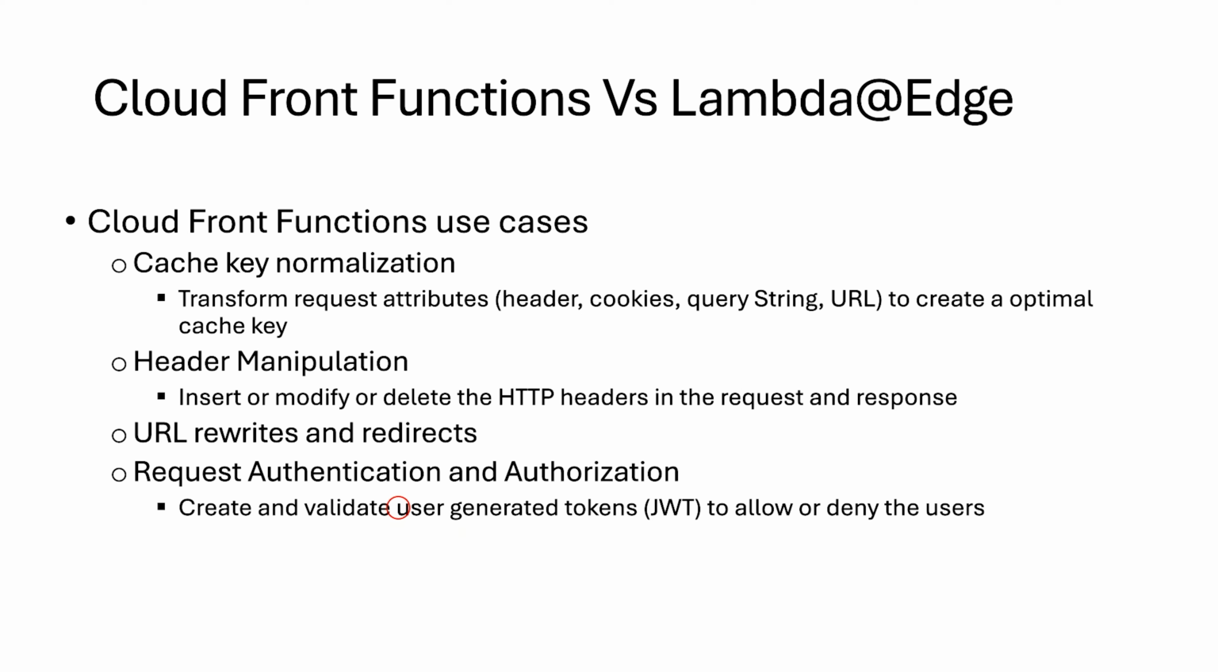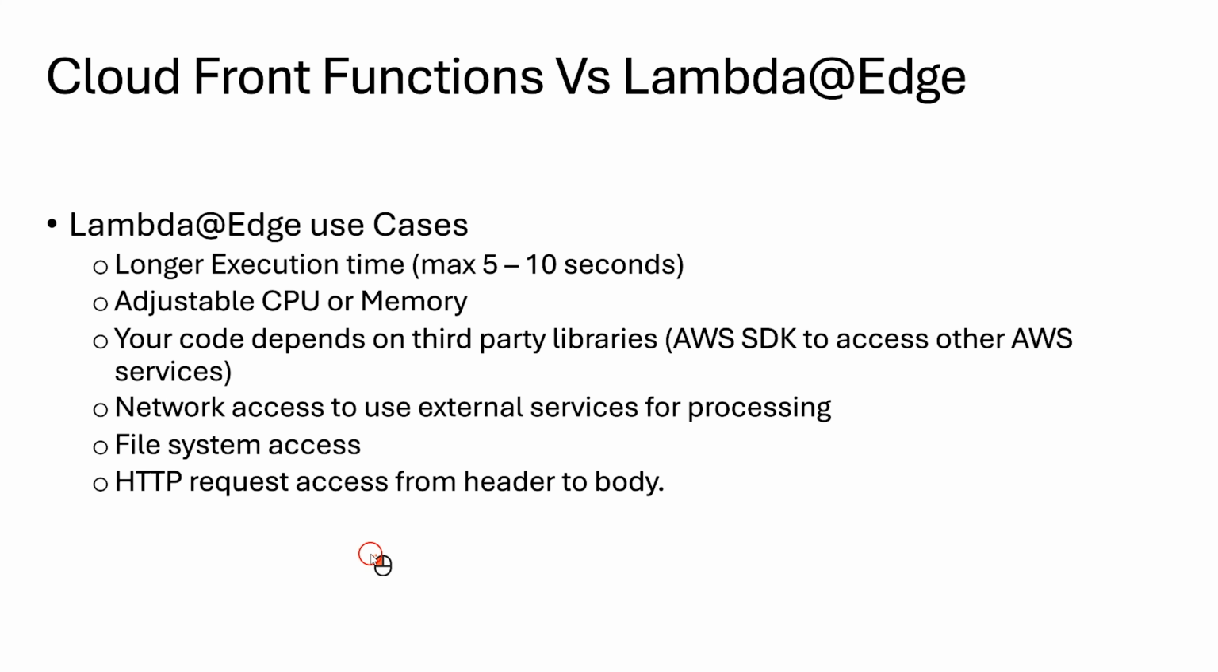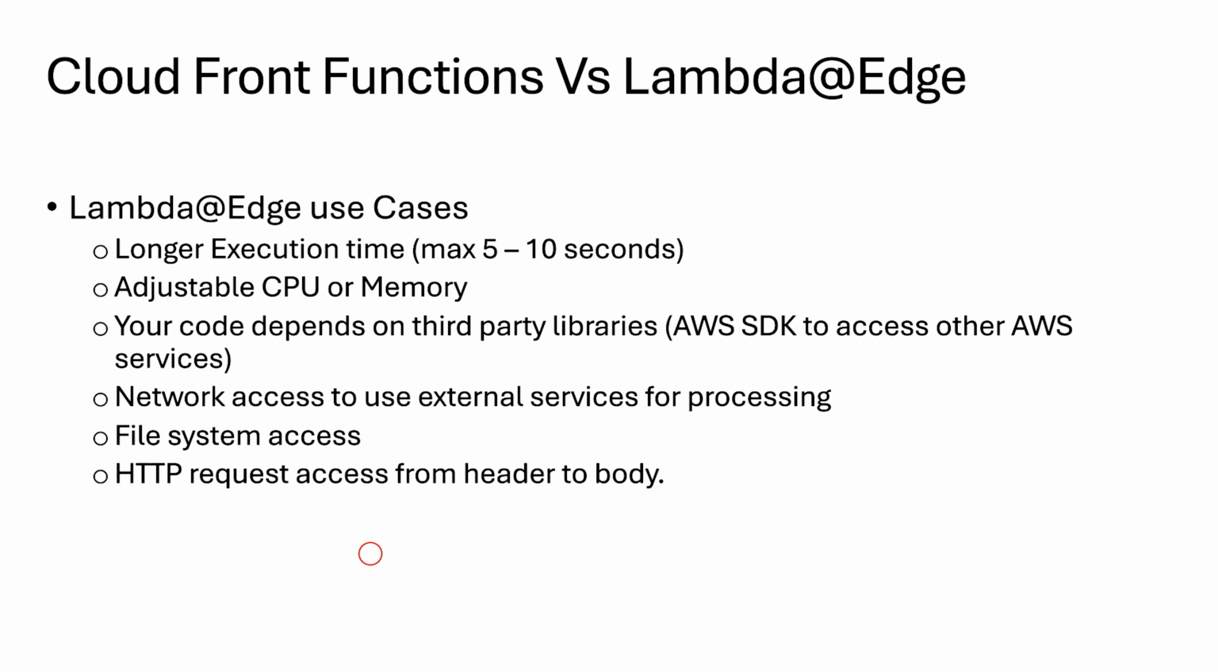And request authentication and authorization. For example, you want to validate a user-generated token, for example a JWT, to allow or deny users. In that case also you can use CloudFront functions because these are all lightweight code we can execute. The second one is Lambda@Edge use cases. Whenever you have logic that you want to execute for more than 5 to 10 seconds, definitely you need Lambda@Edge. You can't use CloudFront functions.